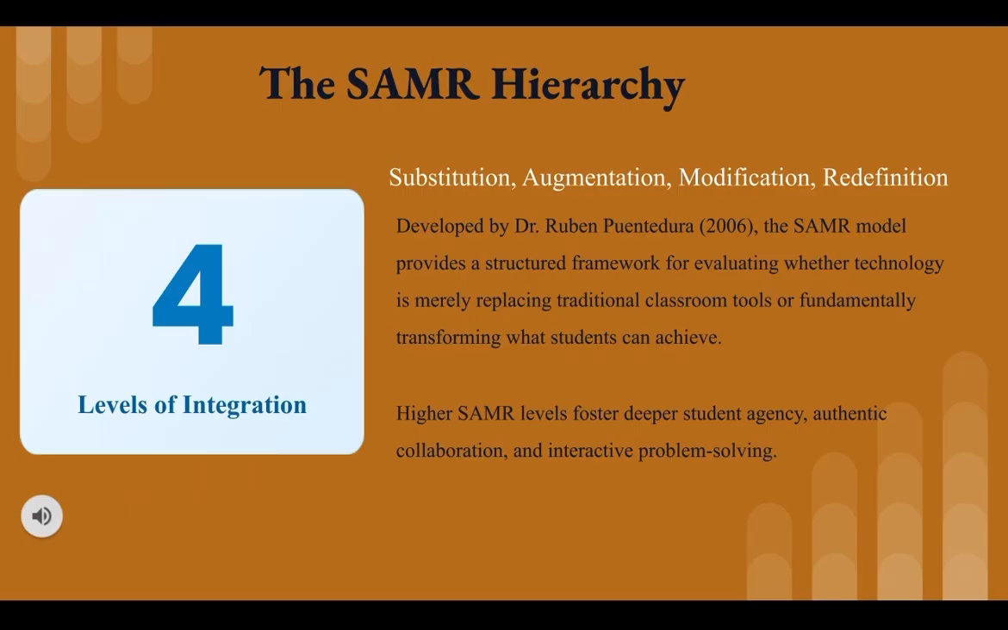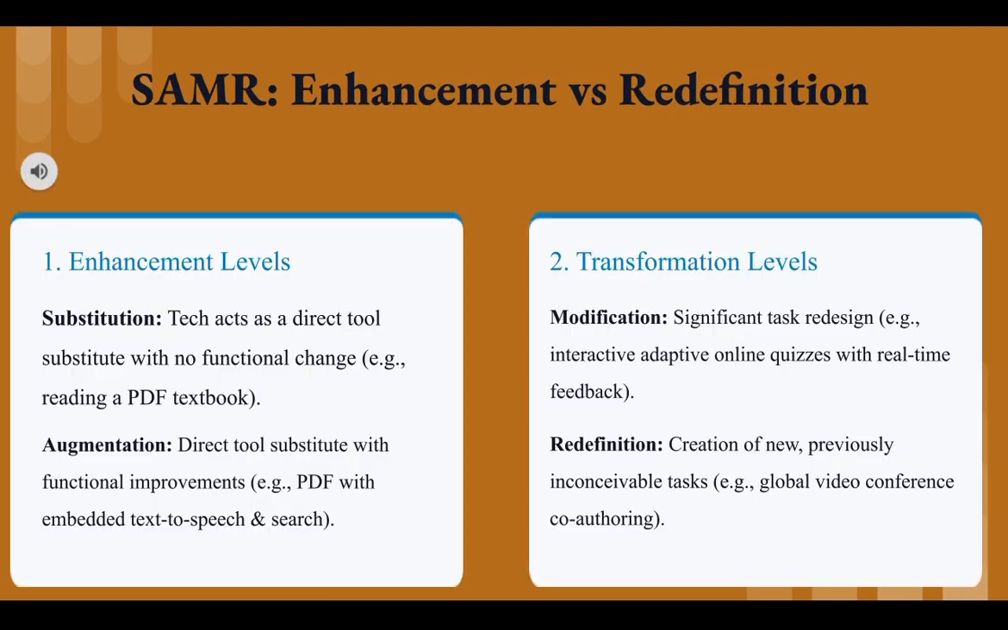Moving to Dr. Ruben Puentedura's SAMR model, which outlines four distinct levels: substitution, augmentation, modification, and redefinition. This helps educators evaluate whether technology is simply substituting an old tool or genuinely transforming the learning process. Let's compare enhancement versus transformation.